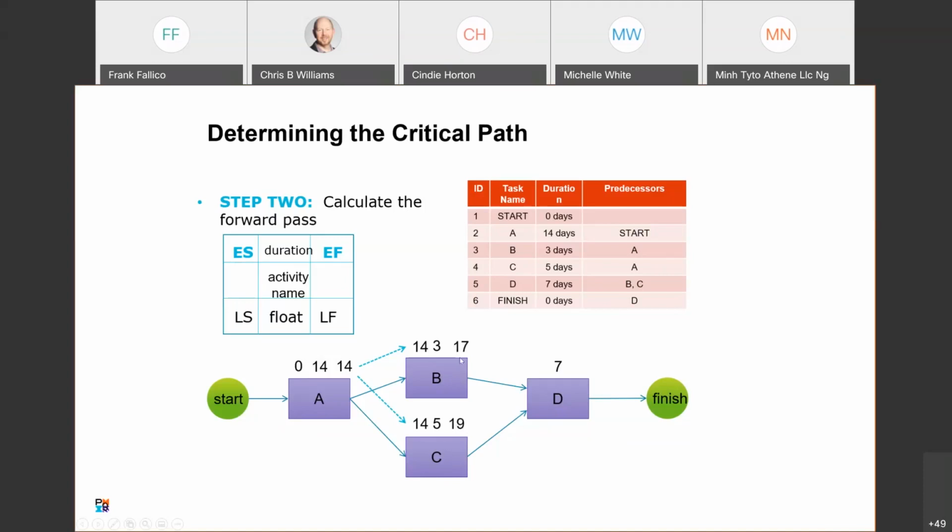Now we need to carry forward the highest early finish into task D, okay? And then we're going to add our duration of 7 for task D, and we end up at 26. So that is how we will do our forward path. The longest path is 26 days to complete this path through this set of tasks. Okay. Any questions?